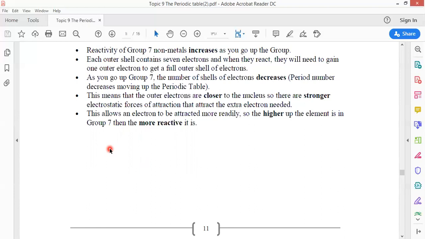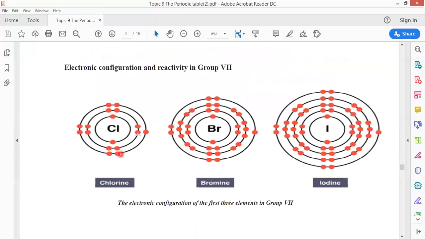In group number 1, as you go down, reactivity increases. But in group number 7, as you go up, reactivity increases. Each outer shell contains 7 electrons, and when they react, they will need to gain 1 outer electron to get a full outer shell of electrons. As you see here, in chlorine, in outermost shell, there are 7 electrons. In bromine, 7 electrons. In iodine, 7 electrons. So each one needs to gain 1 electron to be 8.